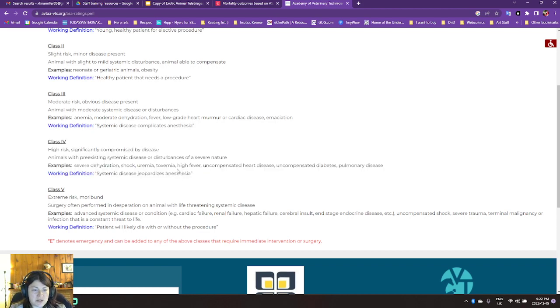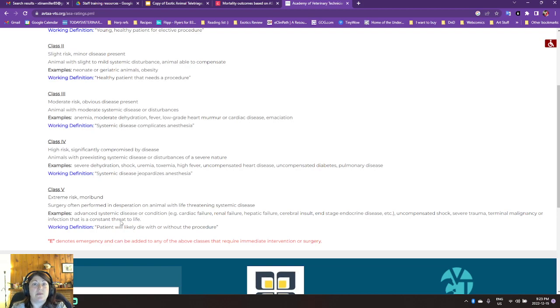And then our class 5 patients are extreme risks. These are patients that, unfortunately, are probably going to die with or without the procedure. So anything that's an advanced systemic disease where our life sustaining body systems are not working properly and are severely compromised, or any kind of severe trauma or infection that's a constant threat to life.